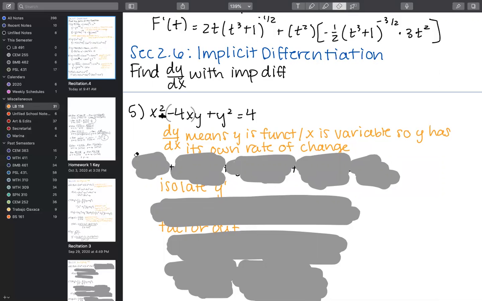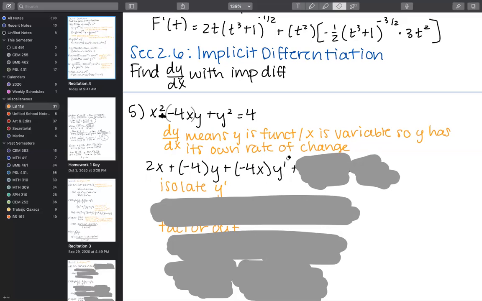So we're going to take the derivative of the first aspect. It's just 2x like we've seen in the past. Now we're going to do the product rule on this part of the function, and it's going to be the derivative of the first, which is going to be -4 times the second, so -4y, plus the first, -4x, times the derivative of the second, which is just y prime.